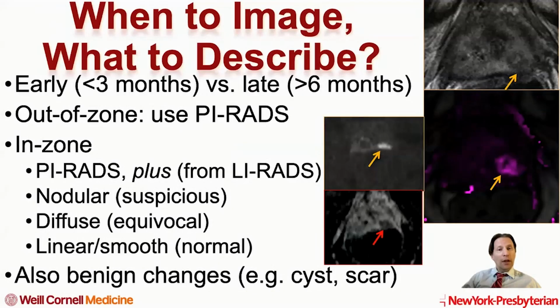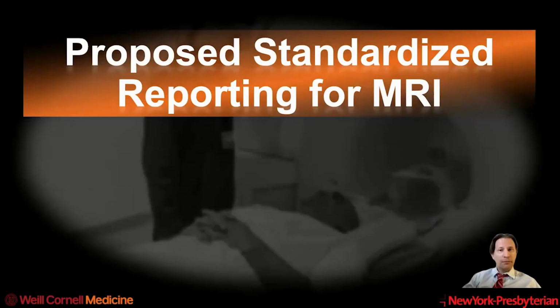So this brings up the issue, when should we image and what do we want to describe? So early effects that I mentioned generally occur within the first 2 weeks, definitely within the first 3 months. And then the late effects generally occur from 3 to 6 months or later. Also, we need to consider that outside of the treatment zone, we would still use PI-RADS for suspicion categorization. For the treatment zone, we want to consider the characteristics that we use in PI-RADS, whether it's nodular or diffuse or linear in terms of size, and we also want to consider benign changes.